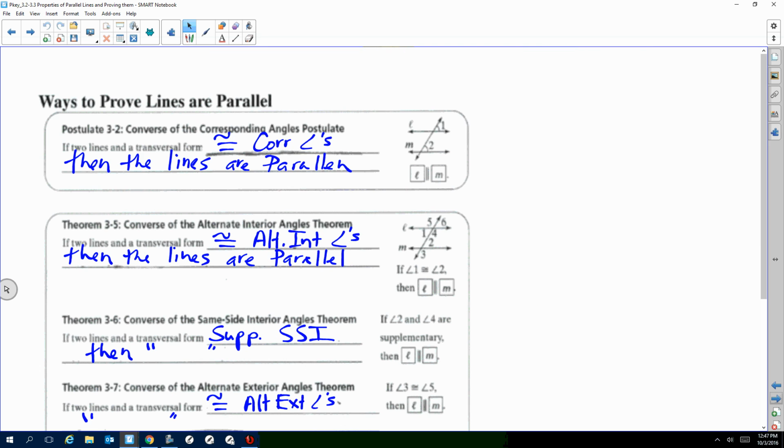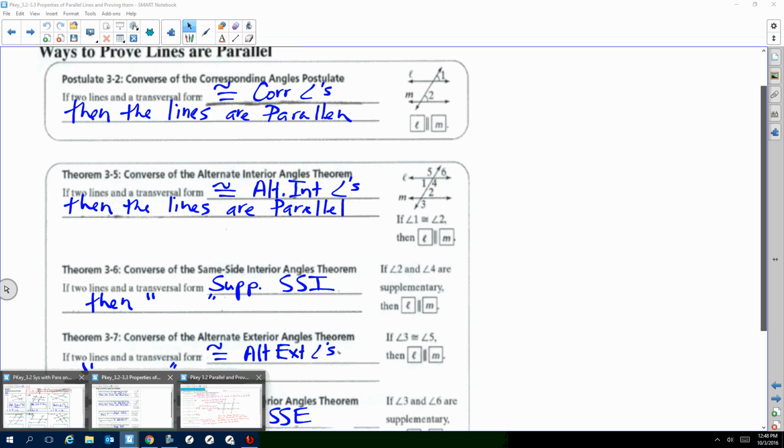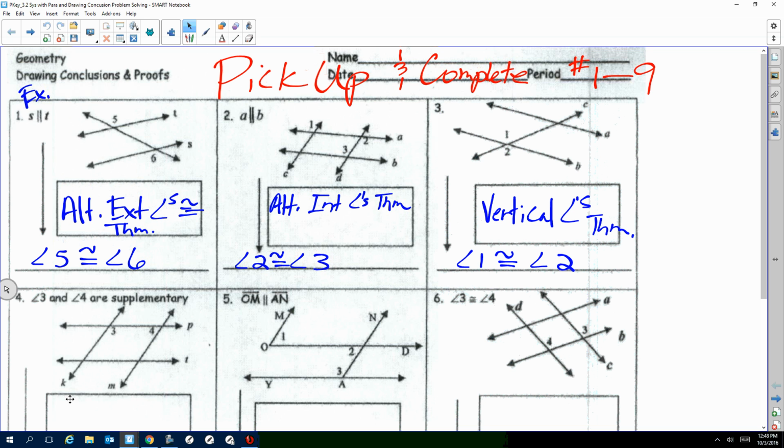On the other page, where the back of the graphic organizer is, are these ways to prove lines are parallel. You need to memorize these. You need these for your notes, and you need this for your drawing conclusion activity. So I'll address this later. We're going straight into your warm-up, which I'm going to check. I did the first 3. We're going to recap some things real quick.